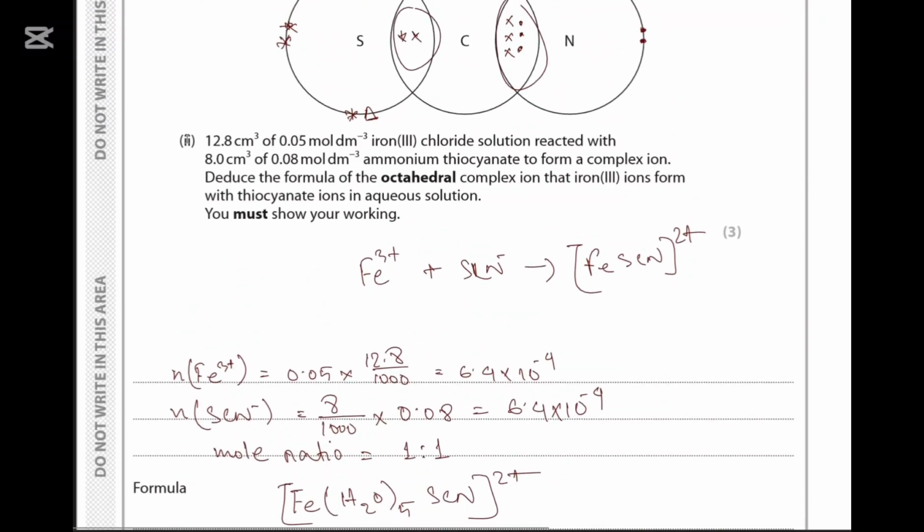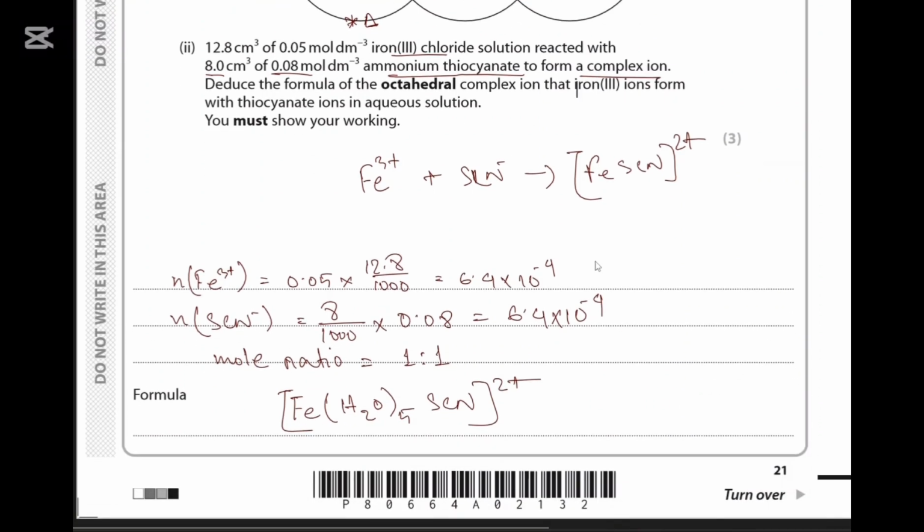Question 12.2 says 12.8 cubic centimeters of this concentration of iron 3 chloride solution reacted with 8 cubic centimeters of this concentration of ammonium thiocyanate to form a complex ion. Deduce the formula of the octahedral complex ion. So we can find the mole ratio of the reaction. I can find the moles of Fe3 plus ions from this volume and concentration, and also the moles of thiocyanate ion, which is also this.